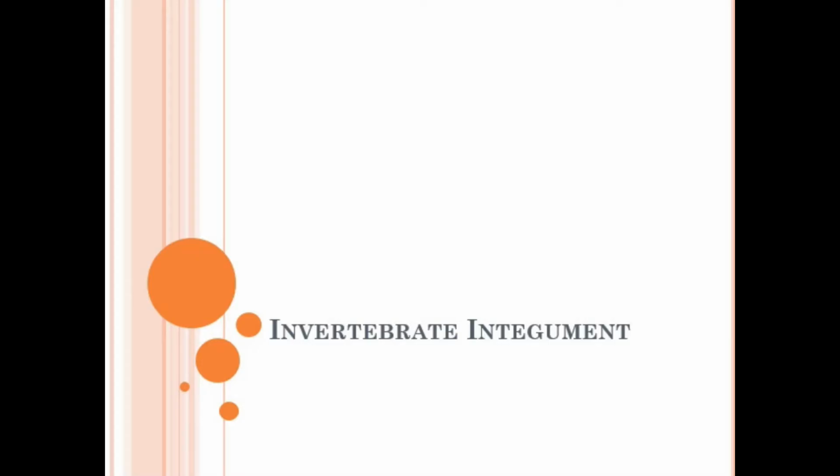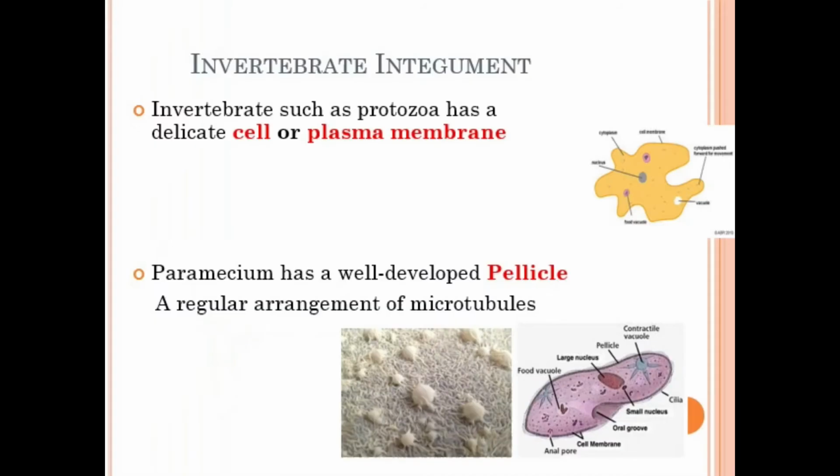The next topic is the invertebrate integument. Okay, students, now I will discuss the types of integuments in different animals, starting from the protozoans, the single-celled life. If you think of an amoeba, it has a simple plasma membrane. It is similar to the cell membrane and provides a support function to the animal.